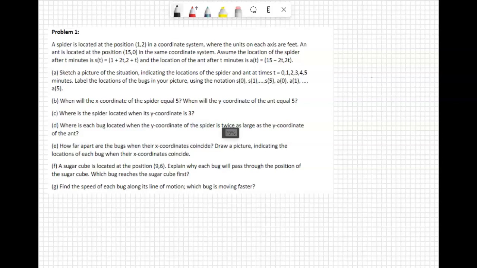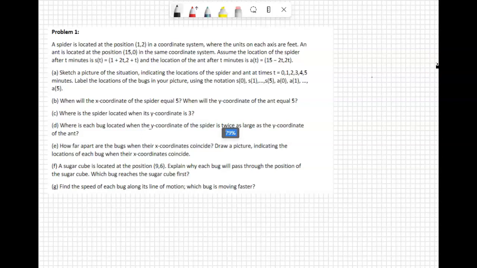Assume the location of the spider after t minutes is given by s(t) = (1 + 2t, 2 + t), and the location of the ant is a(t) = (15 - 2t, 2t). So part A is asking us to sketch a picture of the situation, indicating the location of the spider and the ant at these times. We need to label the location of the bugs and so on.